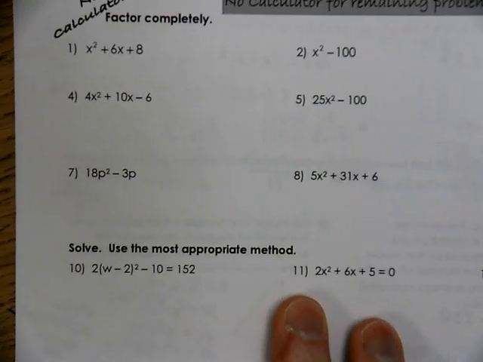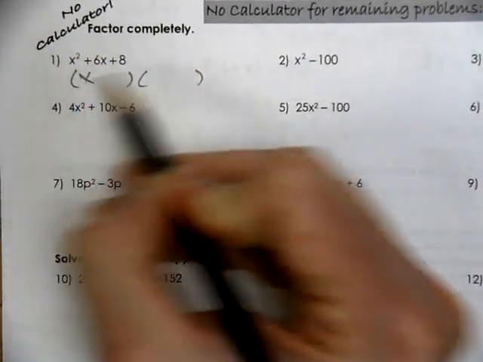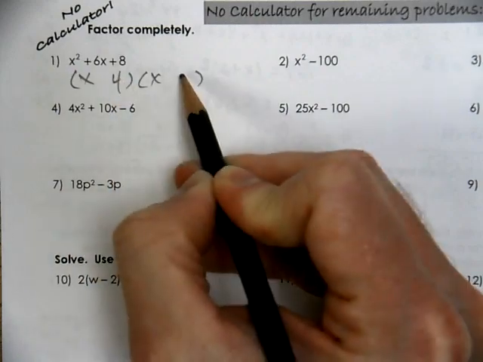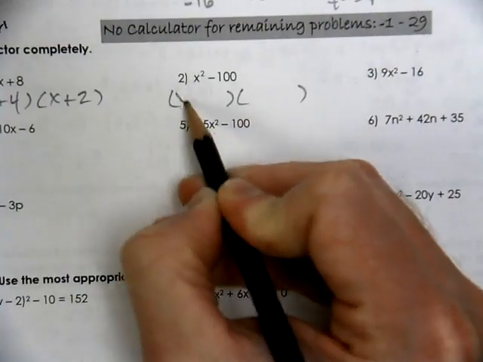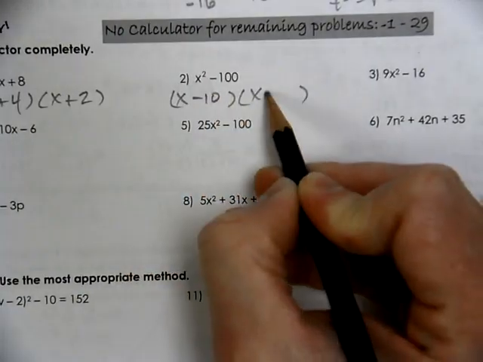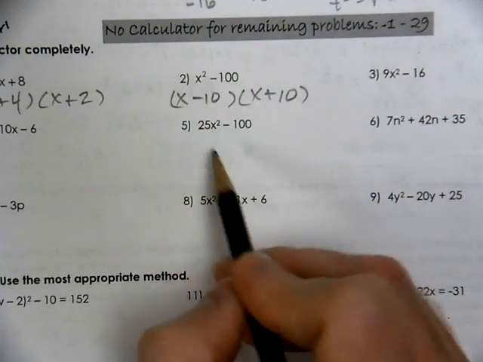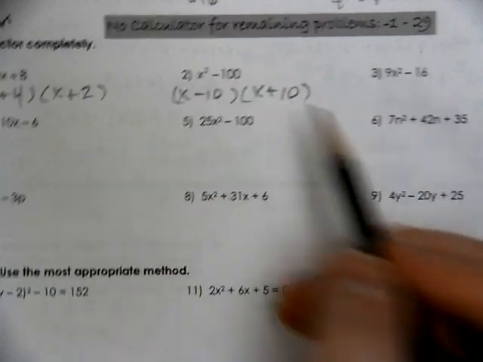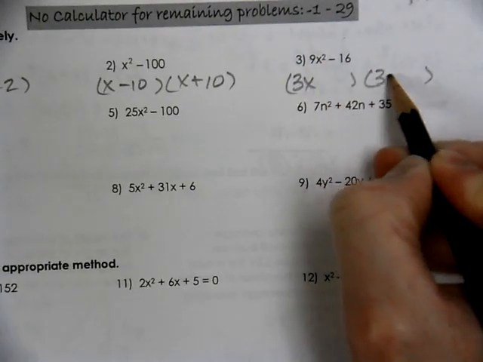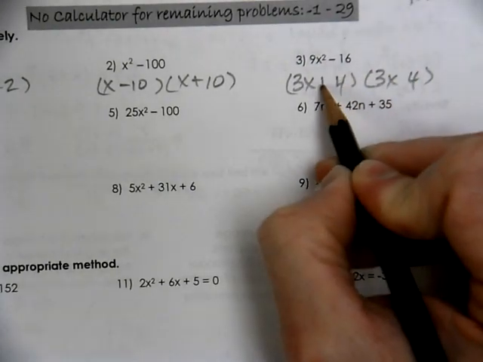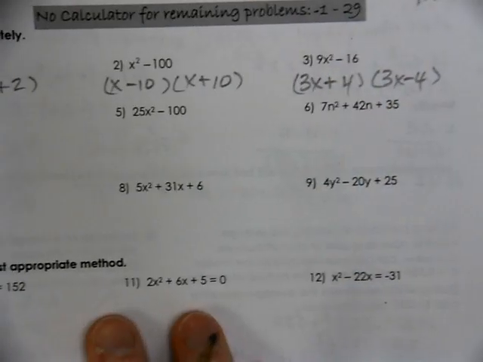Okay, factor completely. What multiplies to be x squared, what multiplies to be 8 and adds to be 6. Here's the difference of two squares. So these are conjugates of each other. The middle term crosses out. That's why there's only two terms. Difference of two squares. You can FOIL that to check your work. Take the square root of the first term. Take the square root of the second term. The signs are going to be opposites since there's only two terms. That is the difference of two squares.